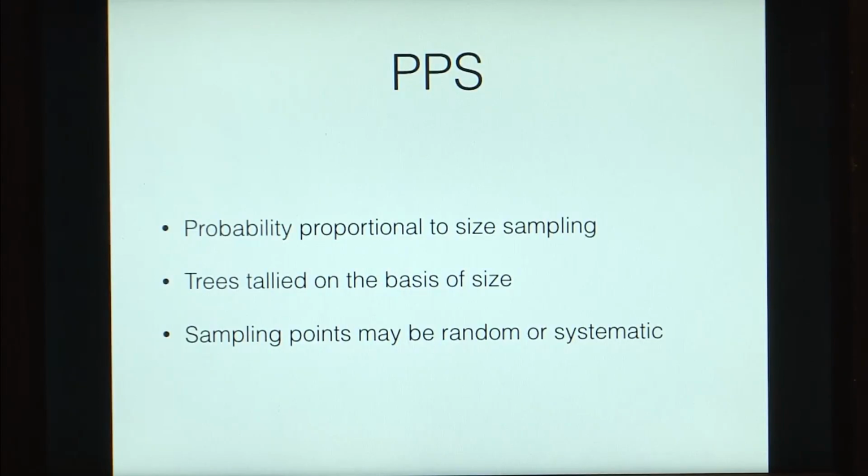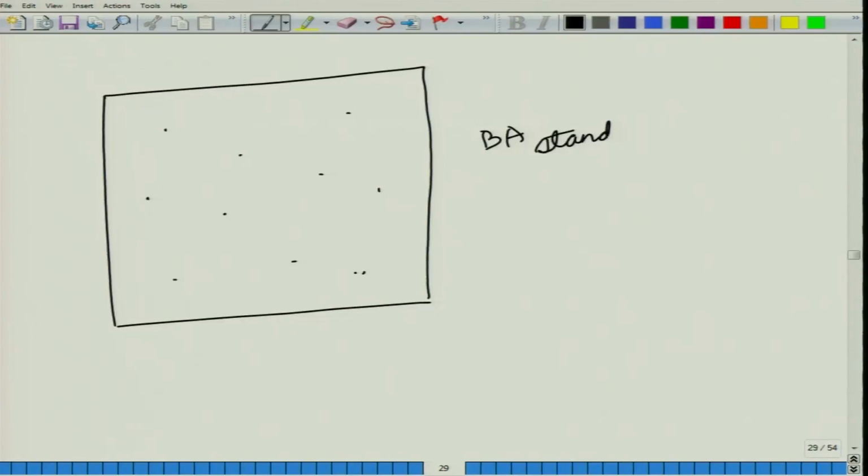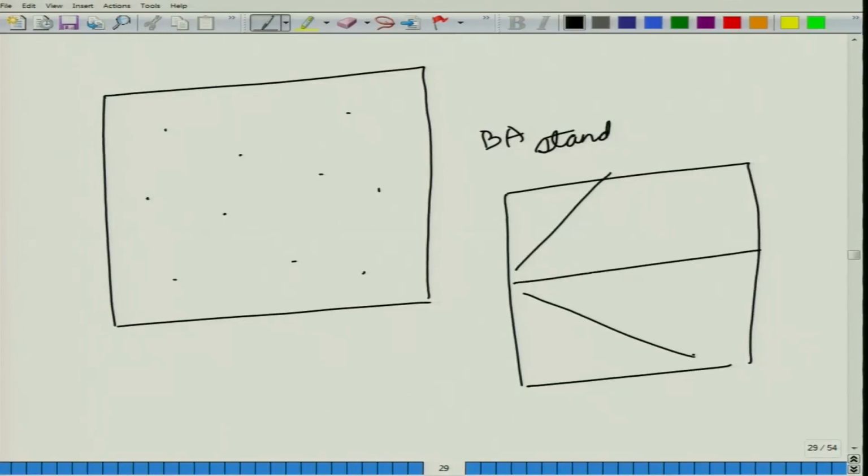Now, coming back to the slide, in probability proportional to size or point sampling, trees are tallied on the basis of their size, and the sampling points may be randomly distributed in your plot, or they may be systematically generated. What do we mean by that? Suppose this is our field in which we want to calculate the basal area of this stand through point sampling. How do we decide how many sample plots have to be taken and where should they be distributed? We can either take our sample plots randomly distributed anywhere, or we could take a systematic sampling in which we could generate, say, 3 transects. On all these transects we would have a sample plot at, say, every 200 meters. That might be a systematic sampling. So, in the case of point sampling, you could go for a random sampling point or for a systematic sampling point.